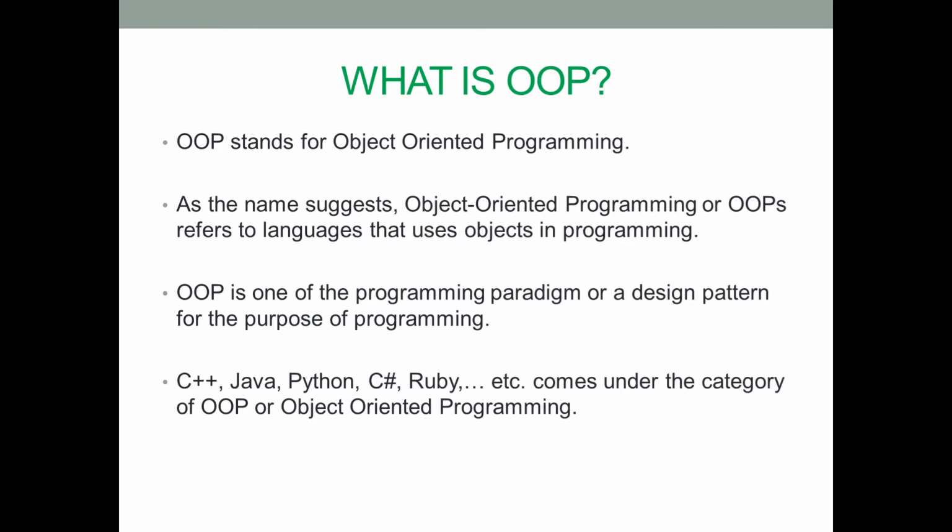OOP is one of the programming paradigms, or design patterns, for the purpose of programming. There are several other programming paradigms like procedural, structural, and functional, and object-oriented is also one of them, and one of the popular programming paradigms that modern programming languages are using. Some of the object-oriented languages are C++, of course Java, Python, C Sharp, Ruby, etc. JavaScript is also known to be object-oriented. It's not fully object-oriented, but still it has some features of object-oriented. That is why all these languages are known to be object-oriented languages. Whereas Java is a completely object-oriented programming language. We need to know this difference when compared to other languages.